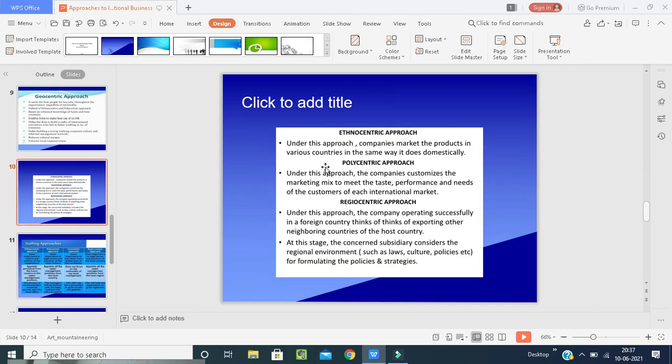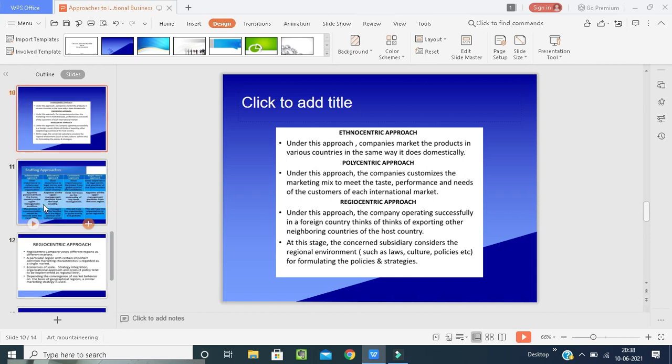If you see here, you can understand the difference between these three easily. In the ethnocentric approach, the companies market the products in various countries the same way as in the domestic country. Whereas in the polycentric approach, the company customizes the marketing to meet the taste, preferences, and needs of the customers of each international market. Coming to the regiocentric approach, what will happen here? The company managers will operate in the neighboring countries of the host country. At this stage, the subsidiary considers the regional environment, such as laws, cultures, and policies.